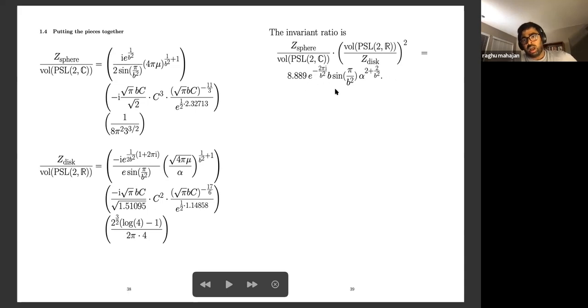Let me just highlight some features of this formula. There's this sine pi over b square, and there's this alpha to the 2 plus 2 over b square. So notice that the mu has canceled out. Alpha was related to the boundary cosmological constant. And this fact that there's a 1 over b square in the exponential is reflecting the fact that we are in some semi-classical limit where b is small.